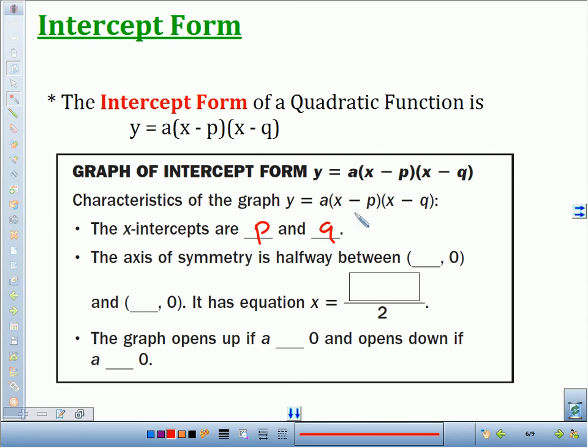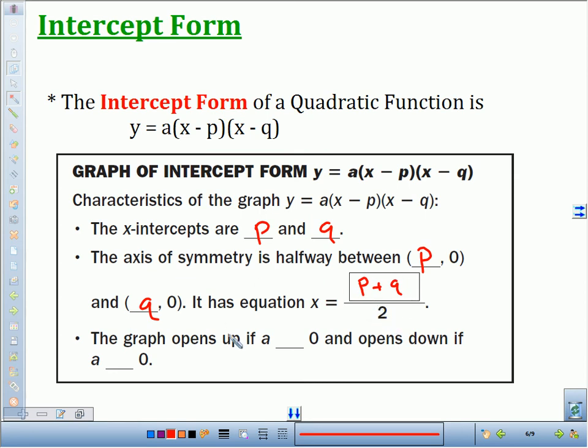so that you can graph it. Now the axis of symmetry is halfway between those two intercepts, (p, 0) and (q, 0). And we can find the axis of symmetry's equation by adding p and q together and dividing by 2. Basically, we're finding the average of p and q. The average of p and q will be where our axis of symmetry is. Because the axis of symmetry should mirror it, that means p and q should both be equal distance from the axis of symmetry. We can find it by finding the spot right in the middle.